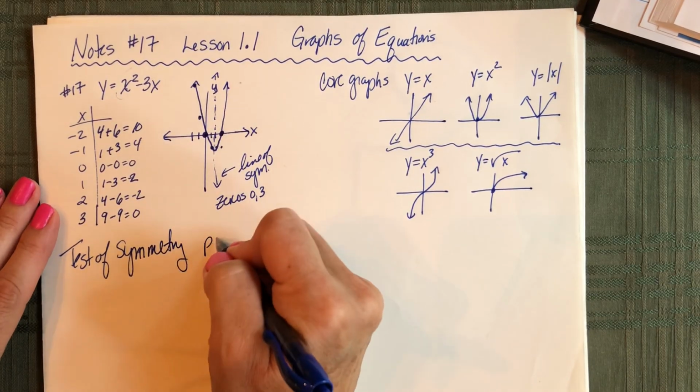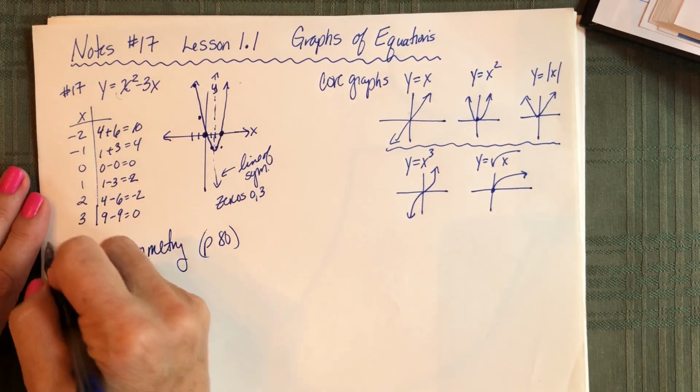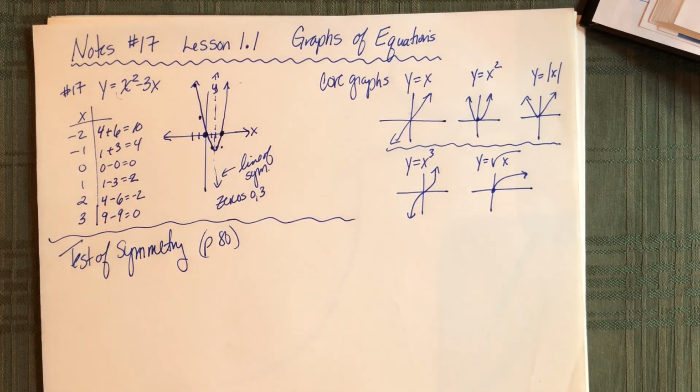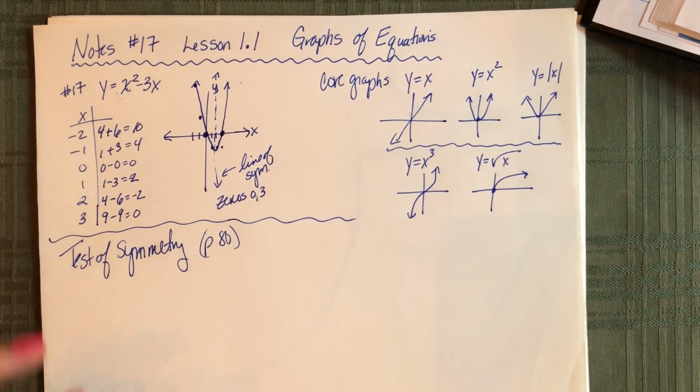All right, that's in your textbook on page 80. You can look in your textbook for that. But the test for symmetry. So what you're going to do is figure out what's going to happen. You're going to try to find your symmetry. So we're going to talk about how our graph looks.